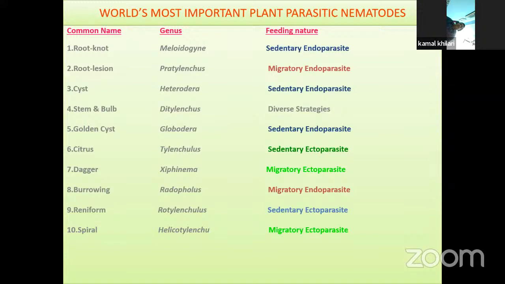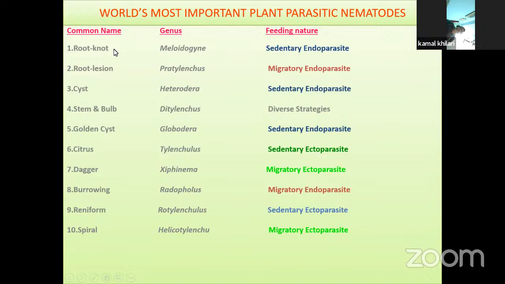As I discussed, near about 3,000 species are of plant importance. Out of the 3,000 species, only 10 to 12 genera are very specific. Near about 10 to 12 genera are of very much importance to human beings or the farmer community. So these are some important genera.